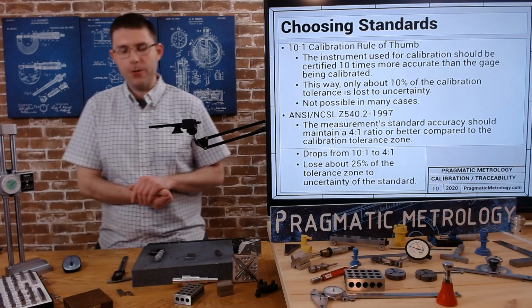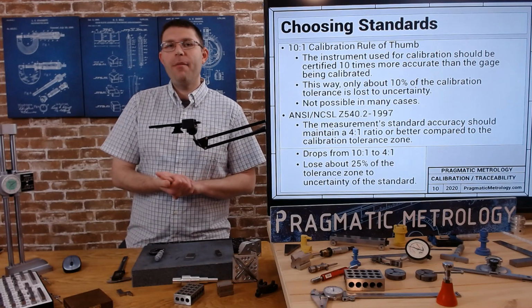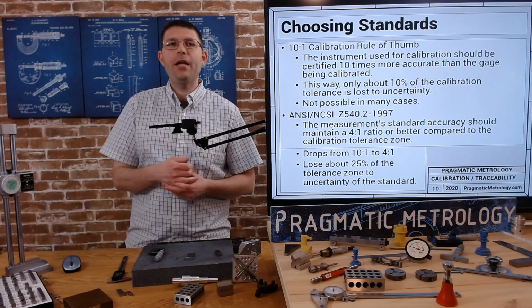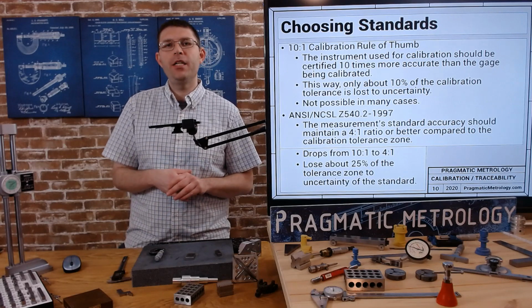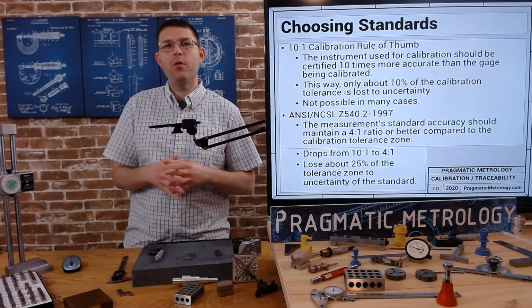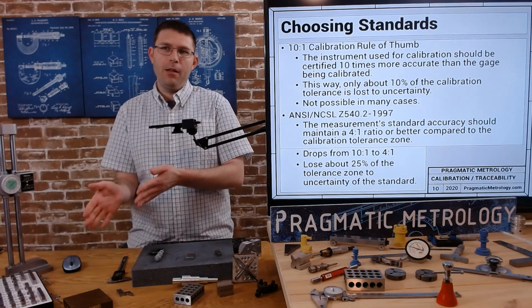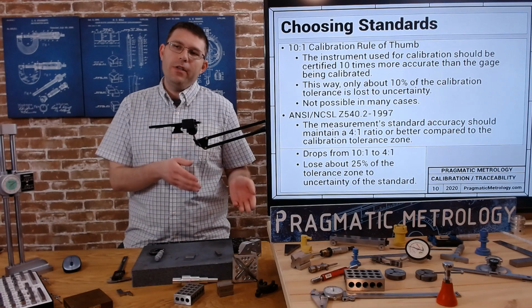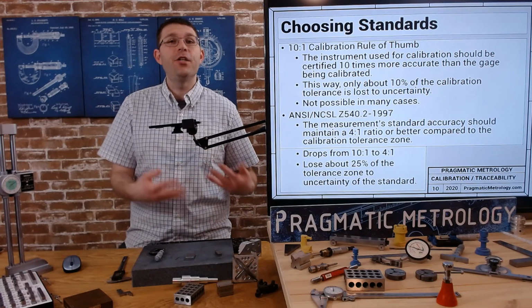I do have another video where I talk about the 10-to-1 rule and the gauge accuracy and R&R, where I go into a lot more detail about the 10-to-1 rule, so please check that one out if you want to learn more about it. It has applications in calibration like this topic, and it also has applications in measurement.